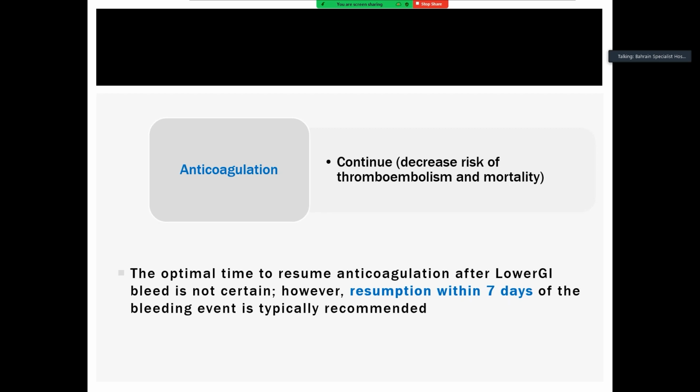Regarding anticoagulation, we need to continue it after the hemorrhage has stopped. If there is no bleeding, we can restart the anticoagulation because we need to decrease thromboembolism and mortality in these patients. And it is preferred to resume these anticoagulants within 7 days of the bleeding event whenever you stop, to avoid thrombosis.